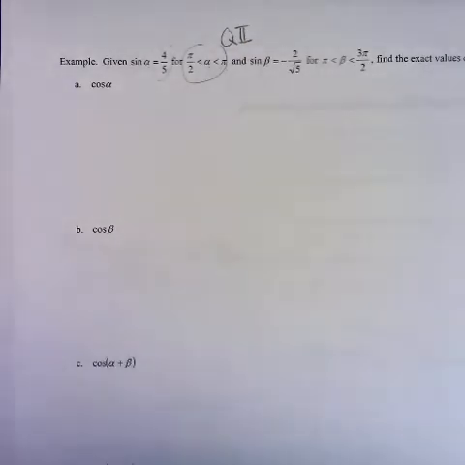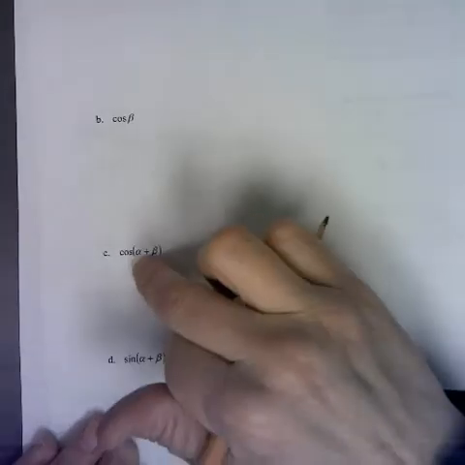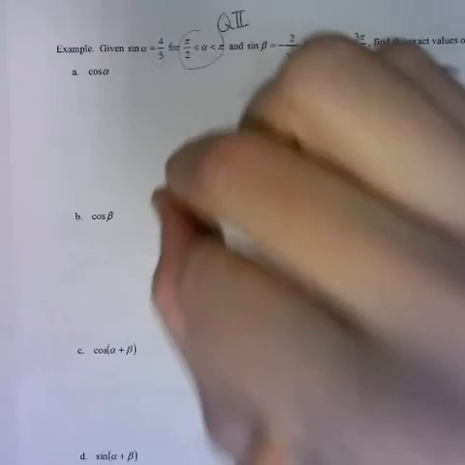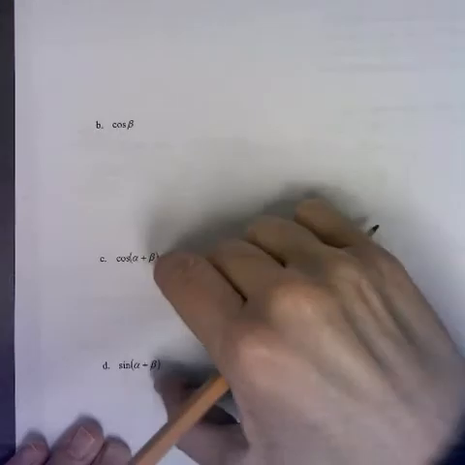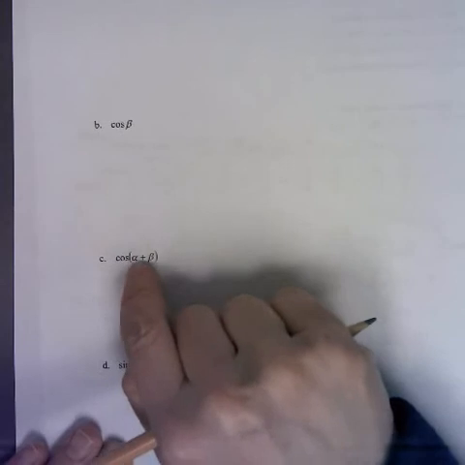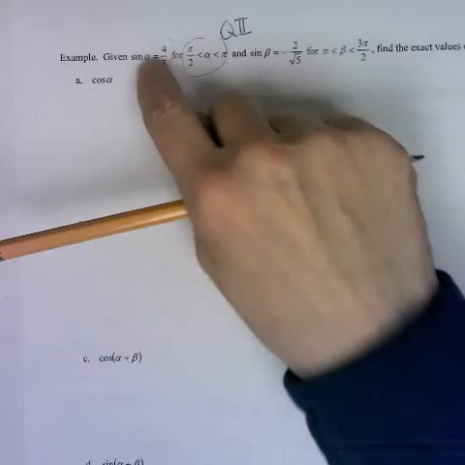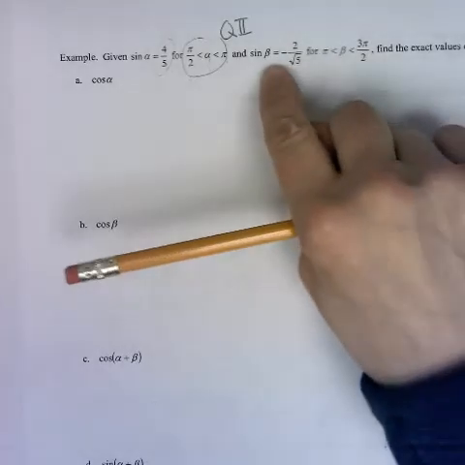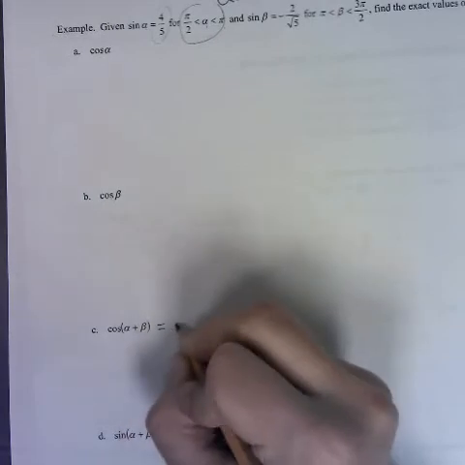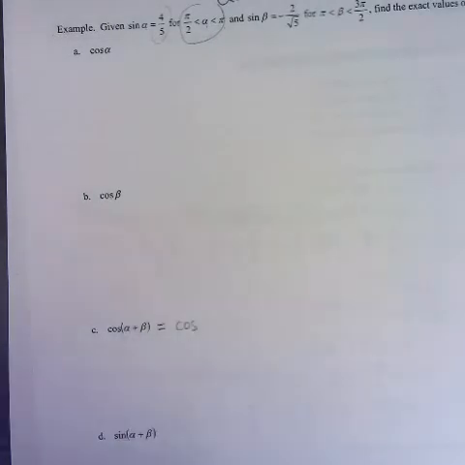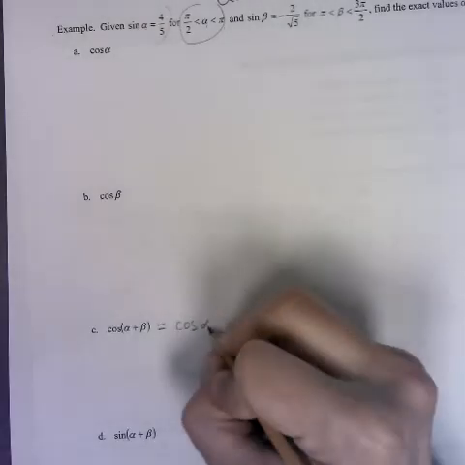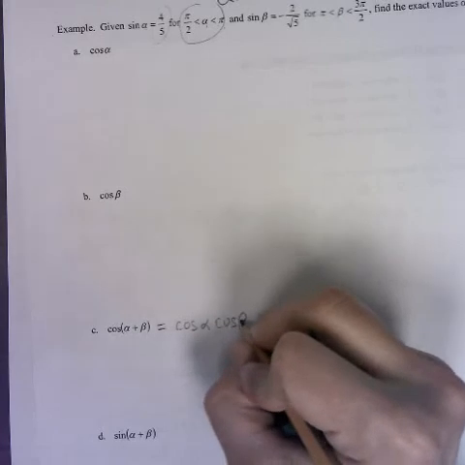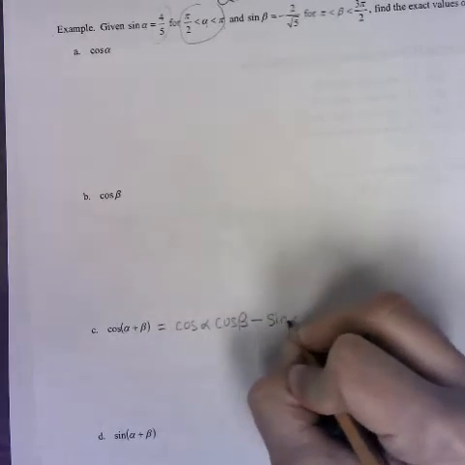I'm building up to these two. So notice where we're going to use the sum formulas. If we're going to use this sum formula to find the cosine of alpha plus beta, and we know the sine of alpha and the sine of beta, then we need to use the formula to get this in terms of alpha and beta. This is cosine alpha, cosine beta, minus sine alpha, sine beta.